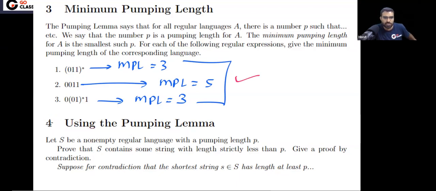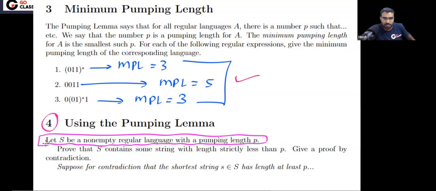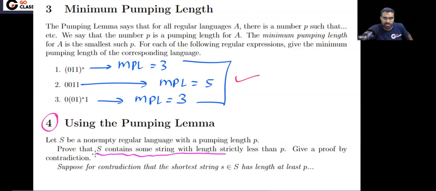What is question number 4 saying? If S is a non-empty regular language with pumping length P, then prove that S contains some string with length strictly less than P. How will you prove it? Did you understand the question? The question is saying that if S is a non-empty regular language whose pumping length is P, then S definitely contains some string whose length is strictly less than P. How will you prove it?